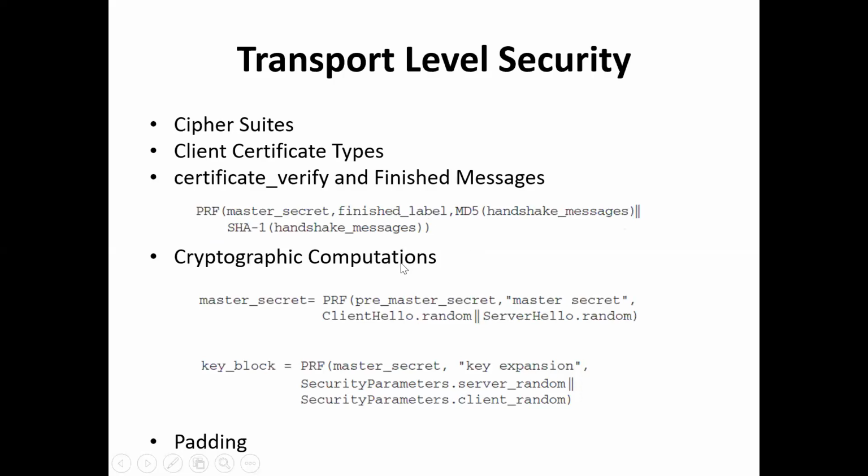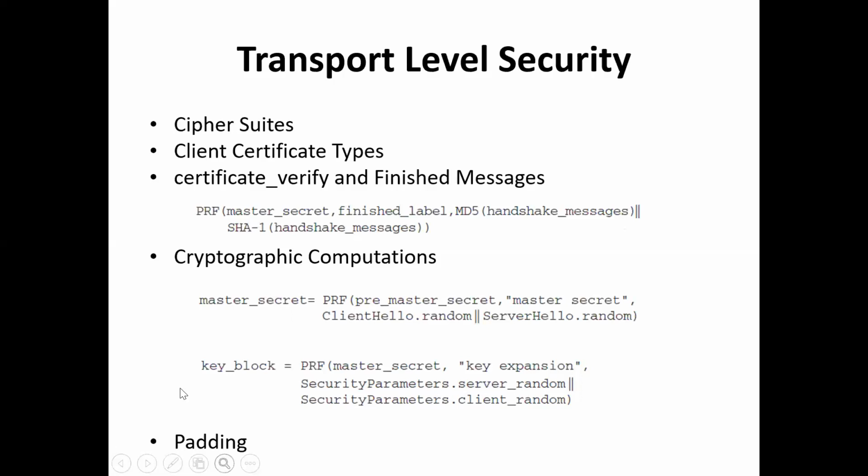Then cryptographic computation: it is going to generate two secrets. One is the master secret key, and another one is the key block. For the master secret, the pseudo random function takes the pre-master secret, the master secret label, and the client hello random and server hello random, that is, the hello messages between client and server. For the key block, the session key is taken as input with the pseudo random function, the master secret key, and the security parameters of the server and the client. This is how you compute the cryptographic computation.